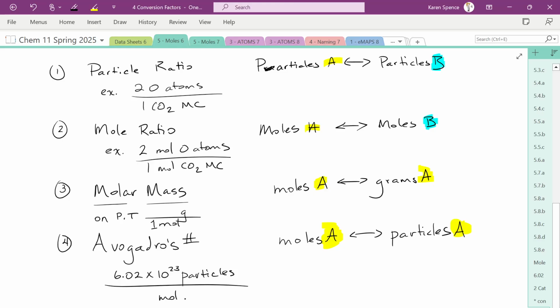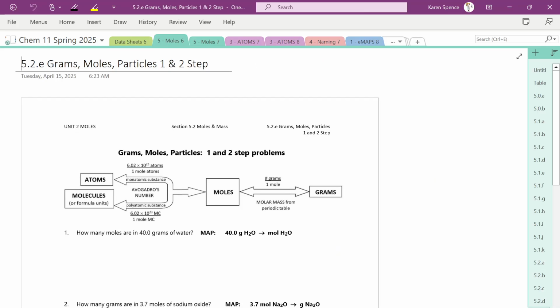Let's go then to, where are we at today? We did some molar mass. Grams, moles, and particles. Page 47. 1 and 2 step problems. 5.2e. That's weird. I was on page 47 with my grade 9s. Totally different book. That's okay.